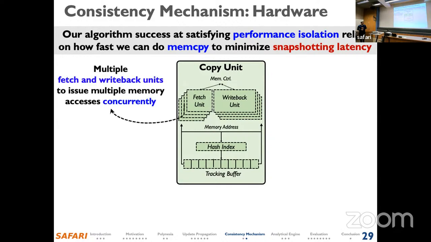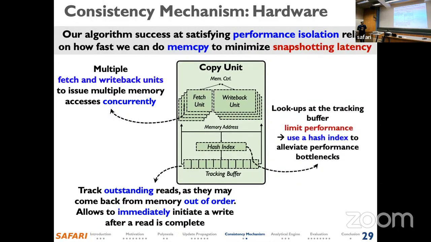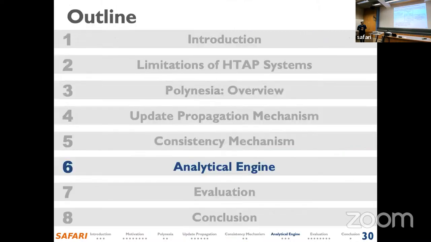In this accelerator, we have multiple fetch and write-back units that allow concurrent memory accesses, and a tracking buffer to track outstanding reads and writes, so memory requests can go out of order. There is also a hash index that tracks which reads and writes are being concurrently executed.